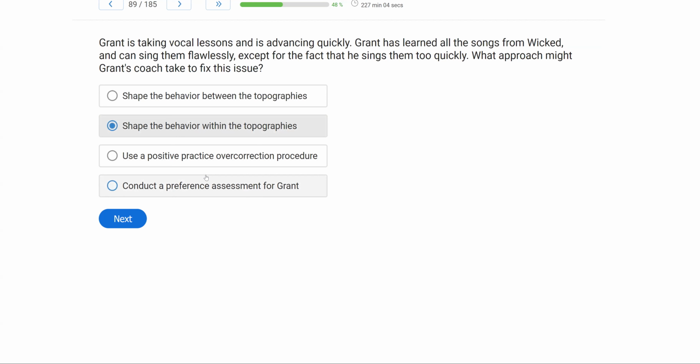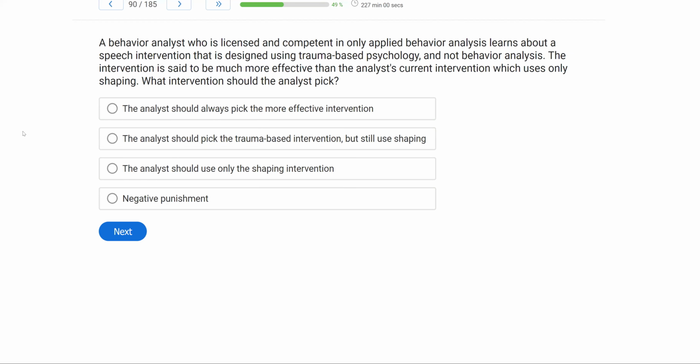the behavior within topographies. A behavior analyst who is licensed and competent in only applied behavior analysis learns about a speech intervention that is designed using trauma-based psychology and not behavior analysis. The intervention is said to be much more effective than the analyst's current intervention, which uses only shaping. What intervention should the analyst pick?